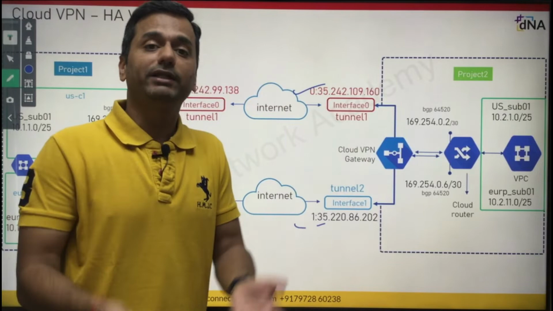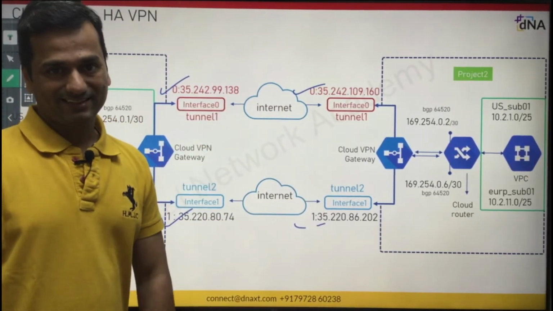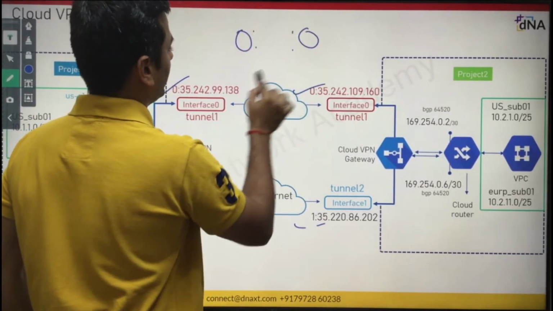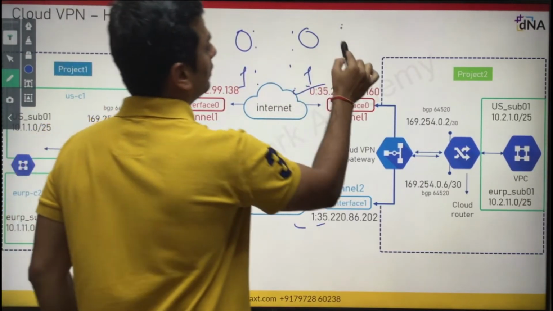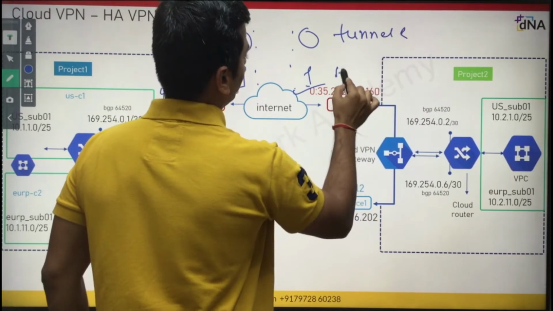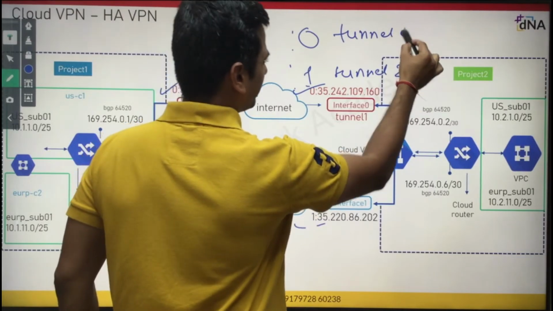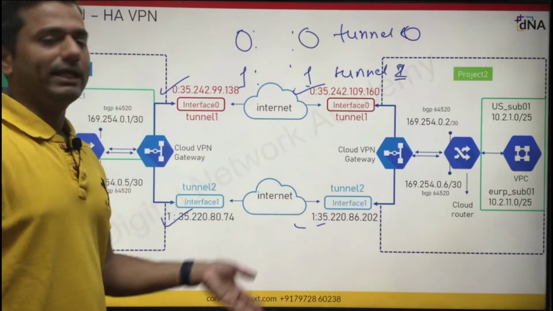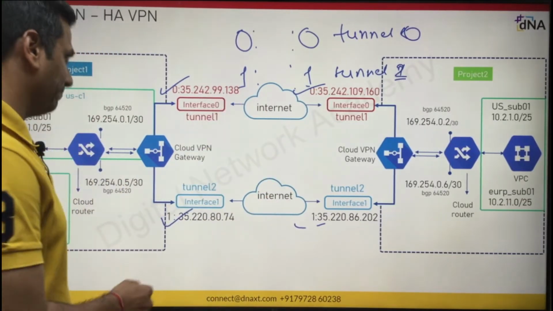Once you create a new VPN gateway, again you will get 2 interfaces with 2 public IP addresses. Correct? So make sure, guys, 0 to 0 mapping and 1 to 1 mapping of the tunnel. 0 to 0 is tunnel 1, and 1 to 1 is tunnel 2, or you can name them tunnel 0 and tunnel 1. That should not be a problem. It's up to you, because you have to define the name.